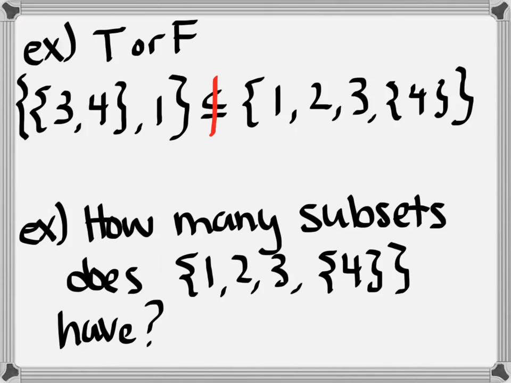Let's look at another example. I could ask you, how many subsets does the set consisting of 1, 2, 3, and the set {4} have? Well, we look at the set and we see that there are 4 distinct elements. So by using the formula from a few slides ago, we have that there should be 2 to the 4, or 16 subsets.